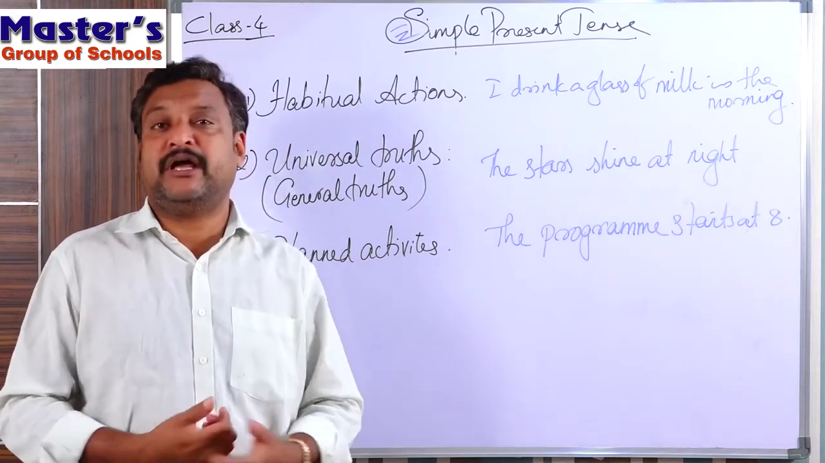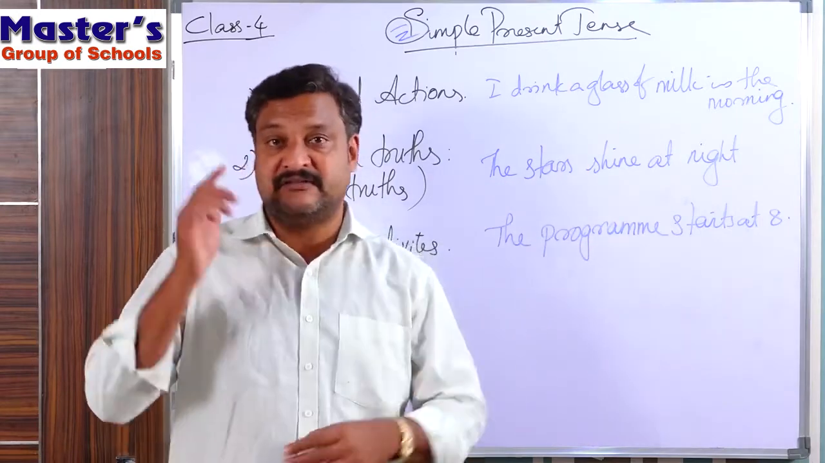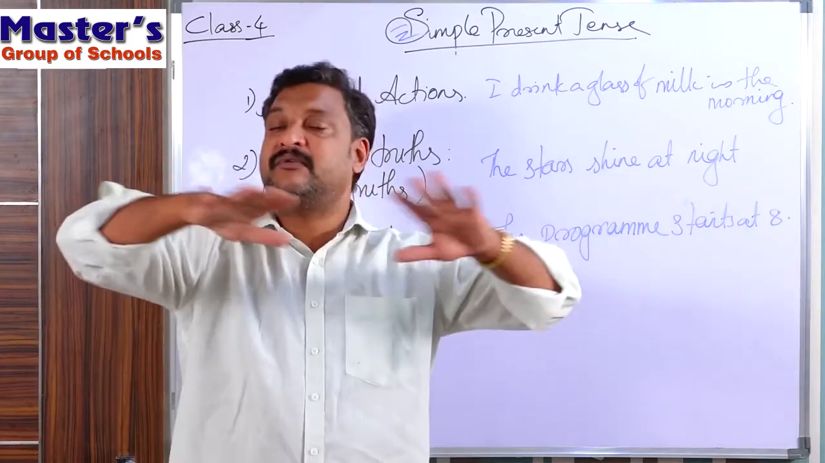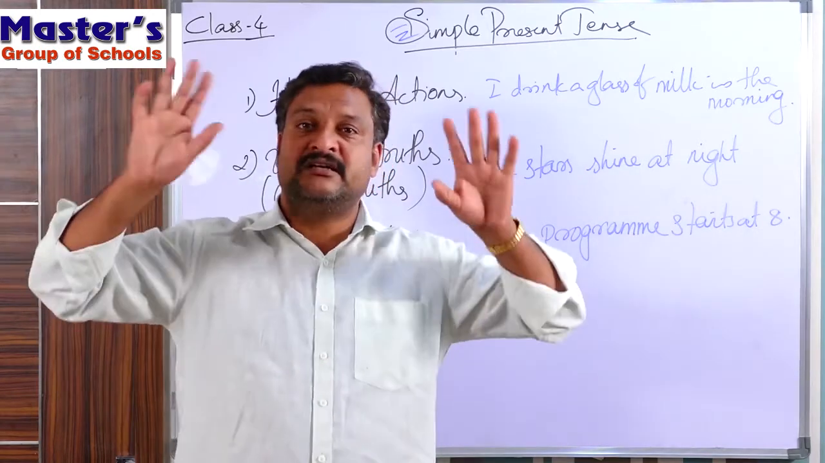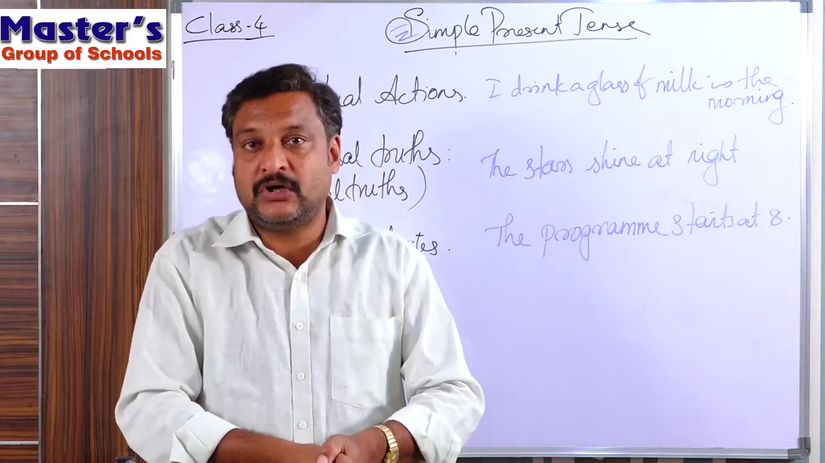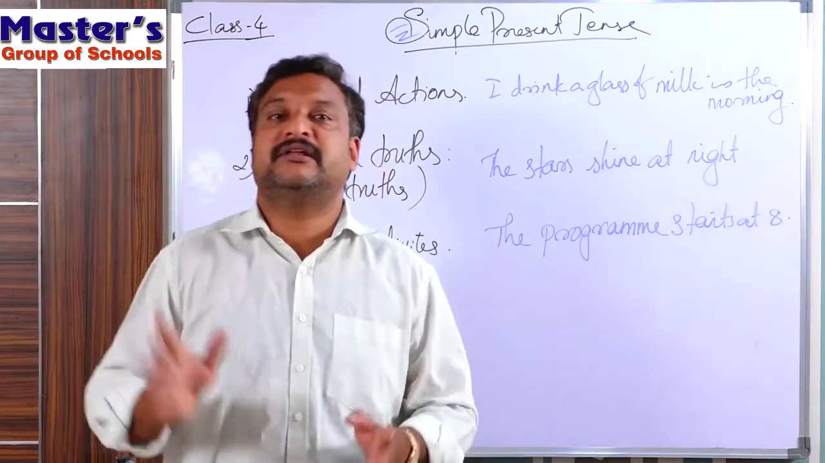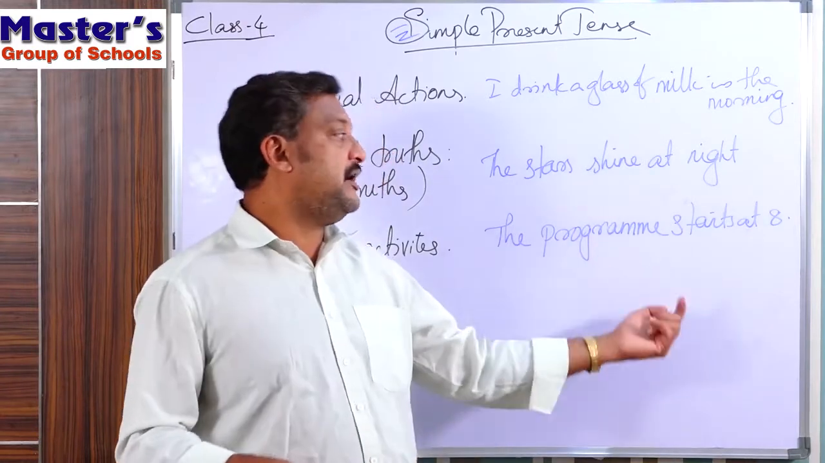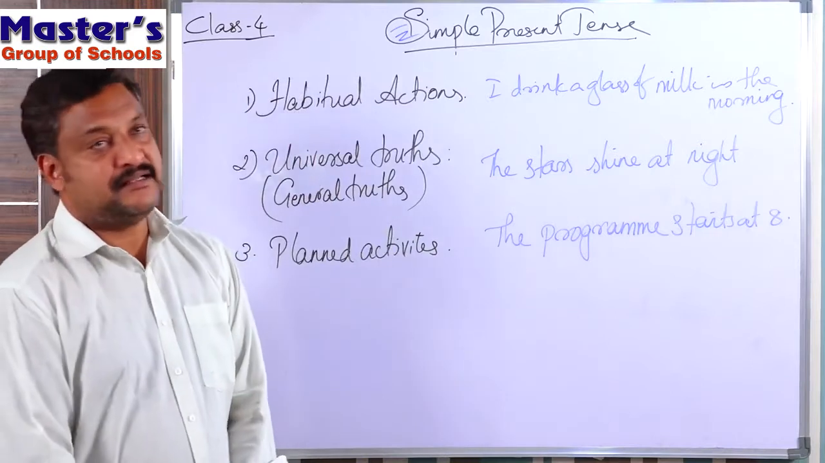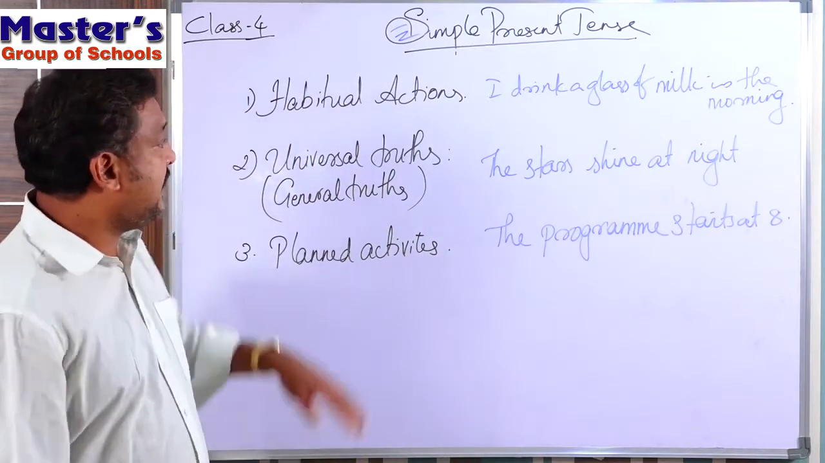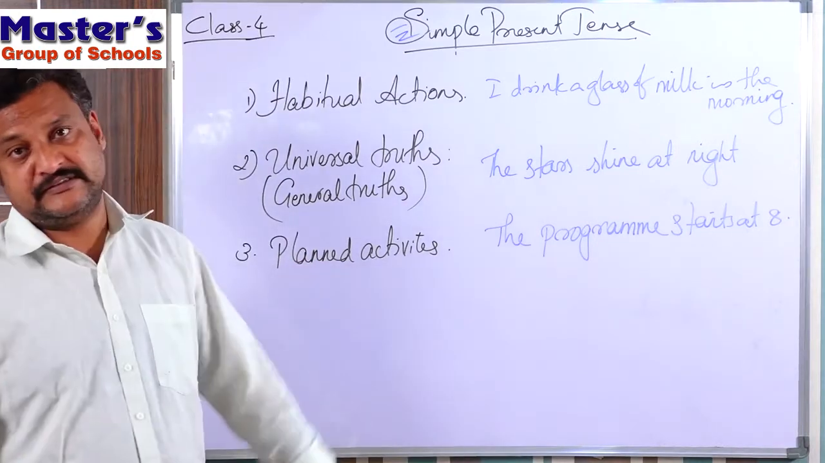Or if there is a program, then we say, we have already planned it. Okay, the guests will be coming by 7:30. All the arrangements will be made by 7:45. And the students also will be settled. Everything gets ready. And at 8 o'clock, we start the program. It's all a planned one. Then we say the program starts at 8. Okay. So simple present tense is used to express habitual actions, universal truths and planned activities.